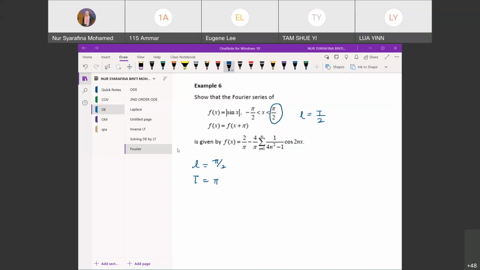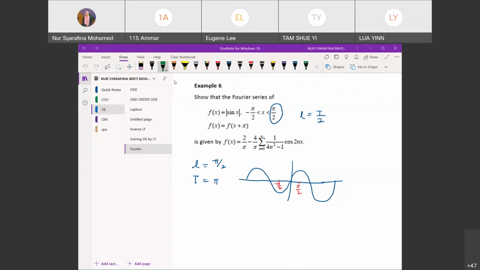Okay, so what is the shape of sine from minus pi over 2 to pi over 2? First, what is the graph of sine that we have here? Like this, right? But now we have a modulus. So this is pi, this is pi over 2, and this is negative pi over 2. So we want to consider only from negative pi over 2 to pi over 2.